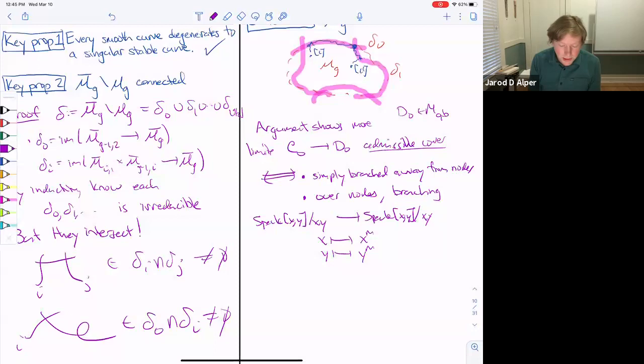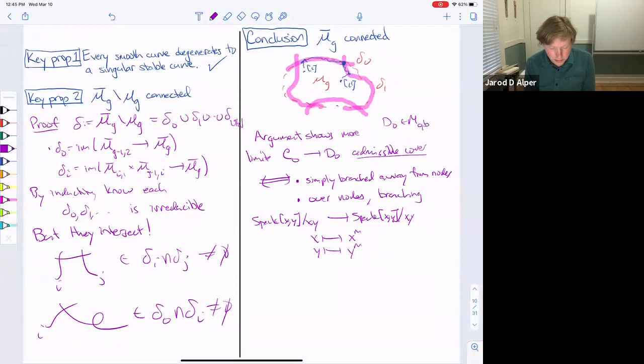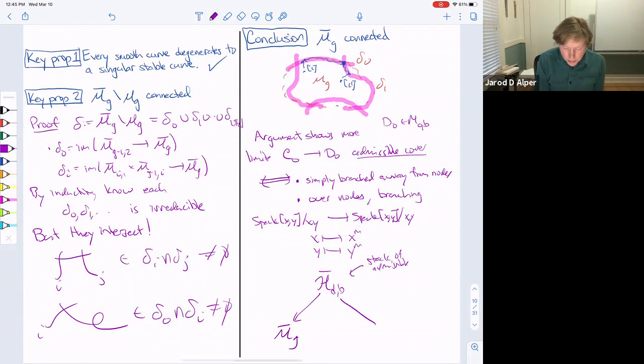But the upshot of this is it gives you a nice way to complete, or compactify, that picture we had earlier. Namely, you can define a stack of these admissible covers. And this maps, by forgetting the cover, to MG bar. And on the other hand, it maps onto M0,B bar. And this map is finite and surjective. And so this gives you a compactified picture of that diagram we were using earlier.